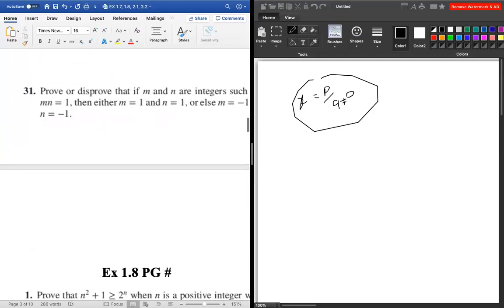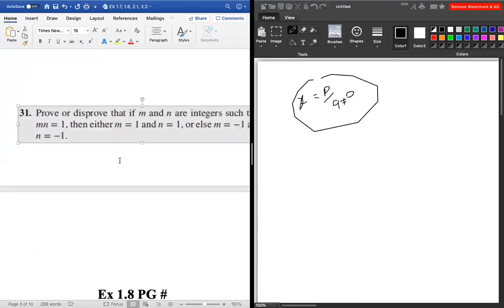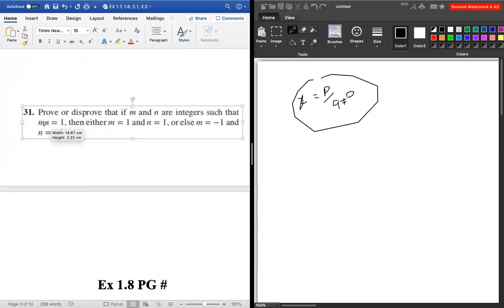Okay, let's take the last question from this exercise. We have to prove or disprove that if m and n are integers such that mn is equal to 1, then either m equals 1 and n equals 1, or else m equals minus 1 and n equals minus 1. So we have to prove or disprove this statement. This is a proposition, right? So we have to figure out what the truth value is.